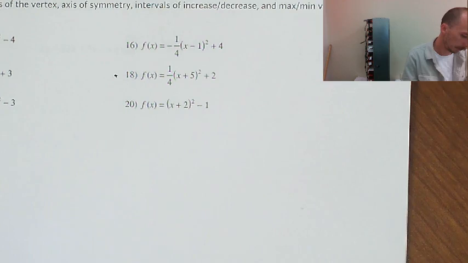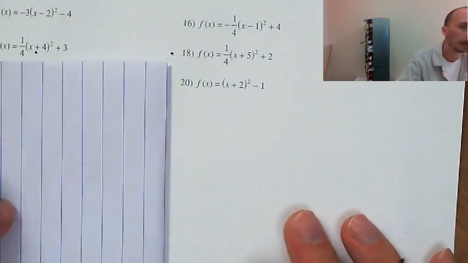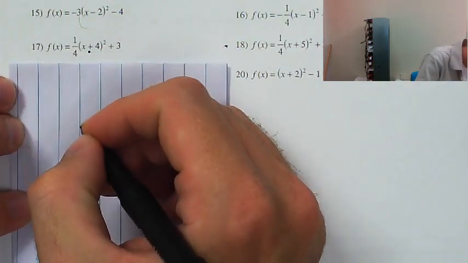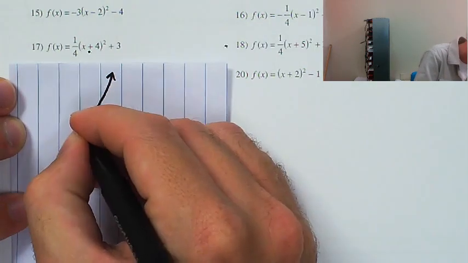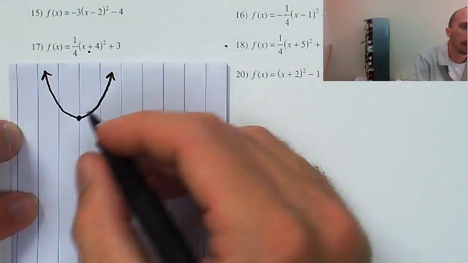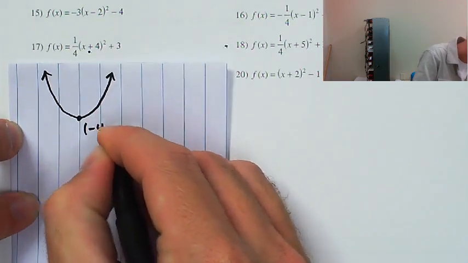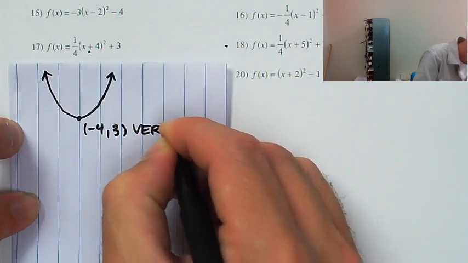Okay, and then number 17, I guess maybe I can get a little bit more mileage out of this scrap of paper. Number 17, 1/4 of (x plus 4) squared plus 3. That's going to open up and be pretty wide. So I'm going to draw it like that. Label the vertex. That's where x is negative 4 and y is positive 3. Okay, so that'll be my vertex.